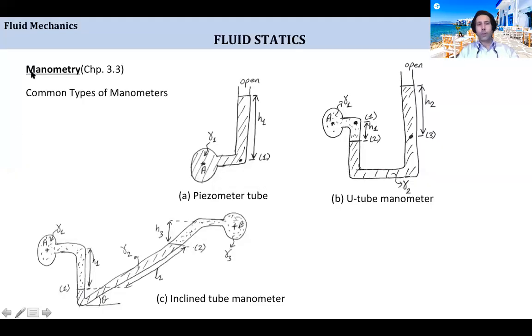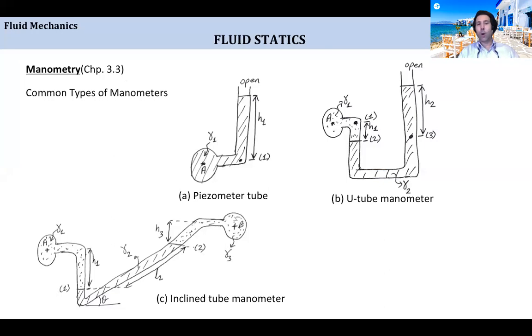So today we will discuss manometry, which is chapter 3.3 in your textbook. Manometers are pressure measuring devices. The manometers utilize liquid columns that are either vertical or inclined to measure pressure.